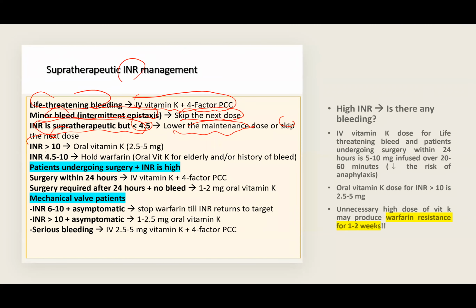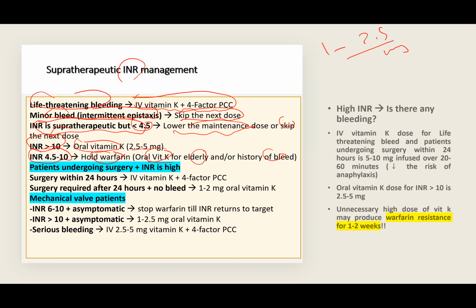If the INR is higher than 10 والpatient ما عنده bleeding, you will give oral vitamin K. And the dose is going to be 2.5 إلى 5 milligram. Okay. Now, if the INR من 4.5 إلى 10, you will hold the warfarin. Okay. And you will give, لو كان elderly أو عنده history bleeding, you will give the oral vitamin K, low dose oral vitamin K. طيب. From 1 إلى 2.5 milligram.